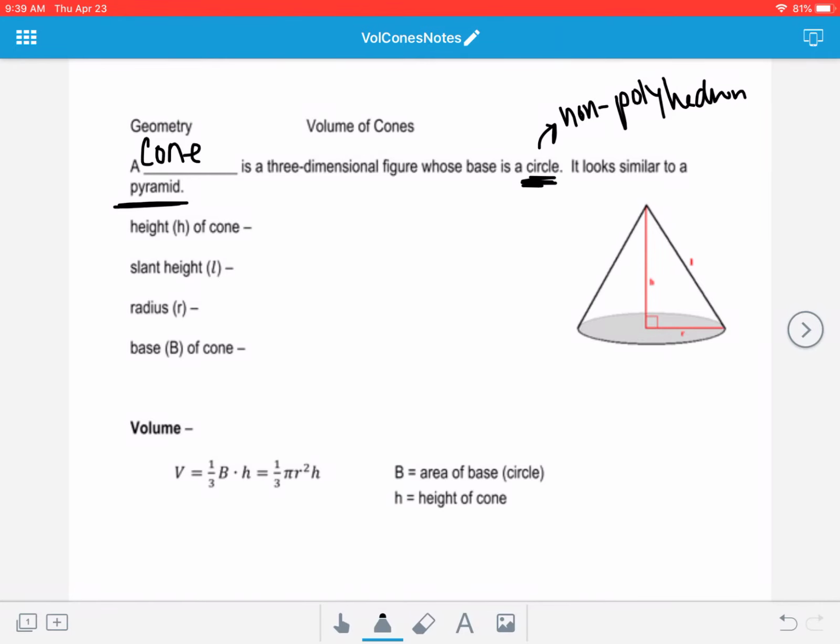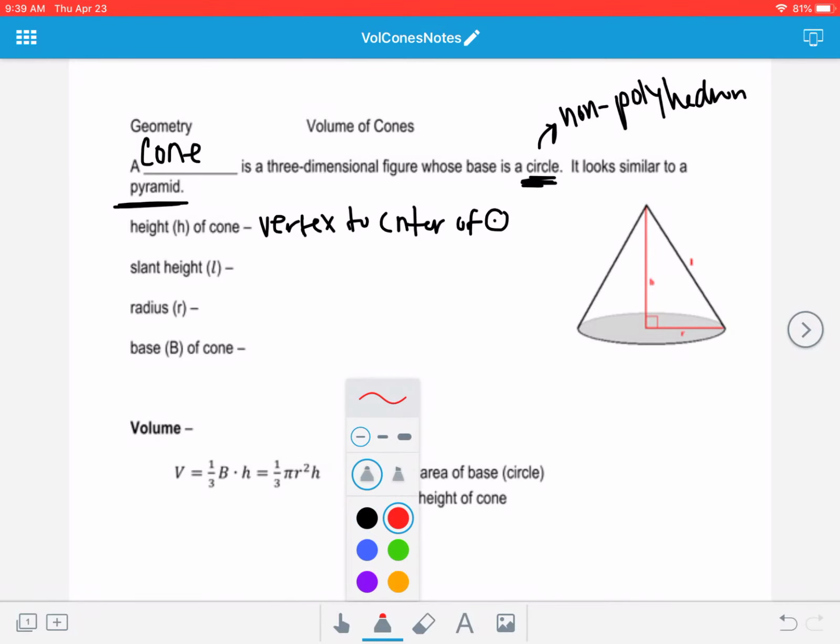The height of the cone, you guys, is going to go from the vertex to the center of the circle, of the base. Over here on our cone on the right, I'm going to trace over the height in red, even though it's already red, but here's the height of the cone.